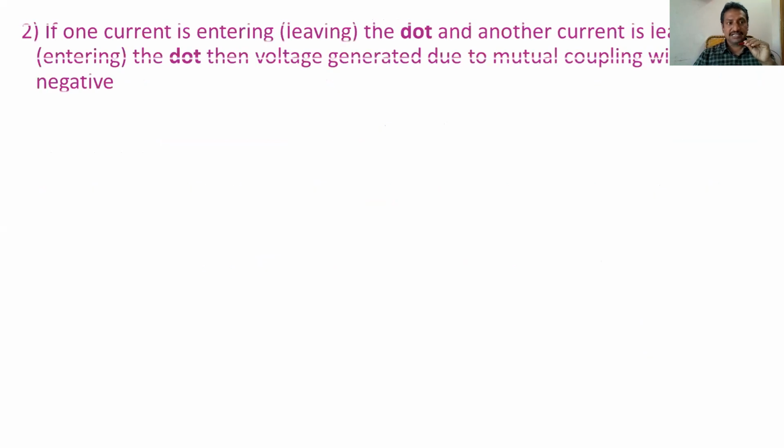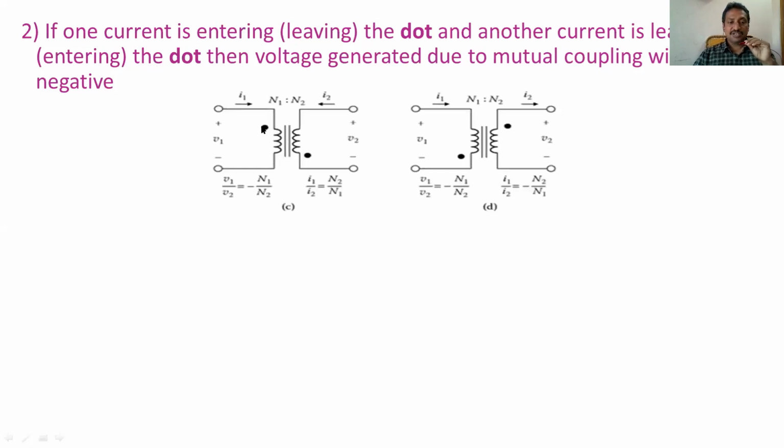I will explain thoroughly again. If one current is entering the dot, and the other current is leaving the dot, the voltage generated due to mutual coupling will be negative. See here, one coil is entering, another coil is leaving. One coil is leaving, another coil is entering. Therefore, the mutual induced EMF, M, is negative.